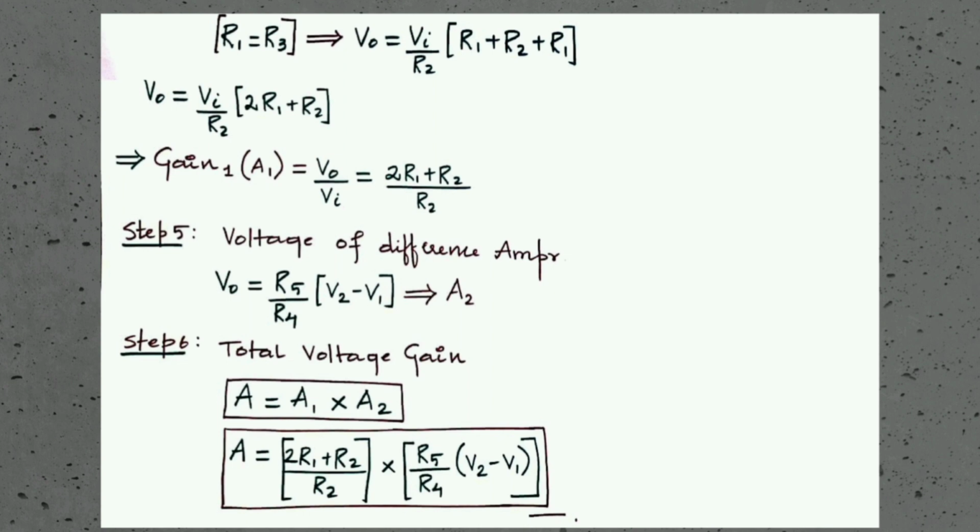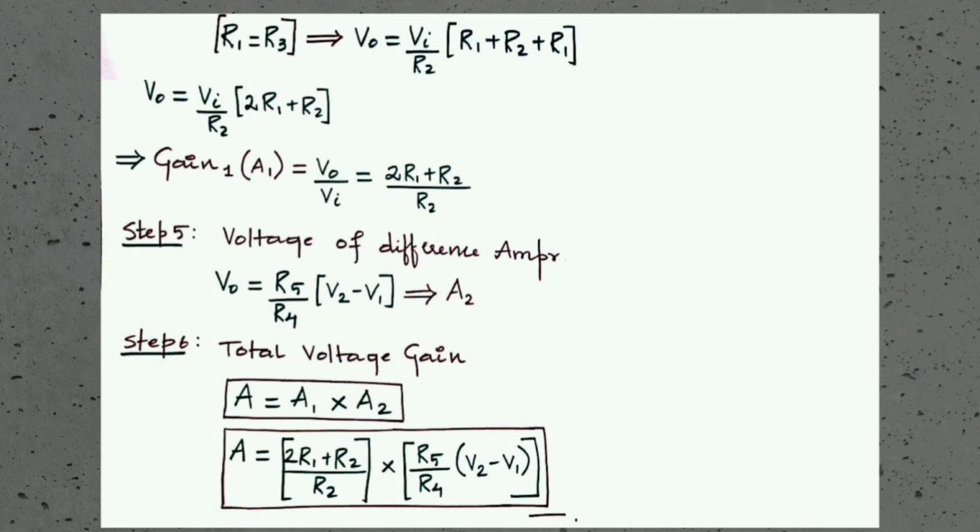Step number 5, voltage of the difference amplifier. This will be at stage 2. At stage 2, we have a difference amplifier. So your output voltage will be V0 is equal to R5 by R4 into V2 minus V1. That implies it is your gain also.